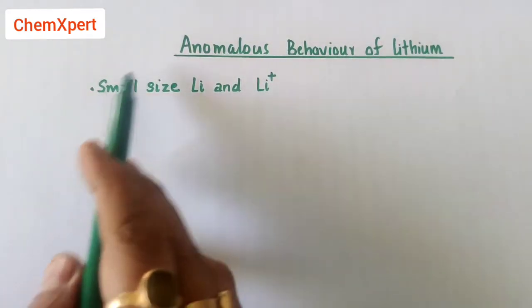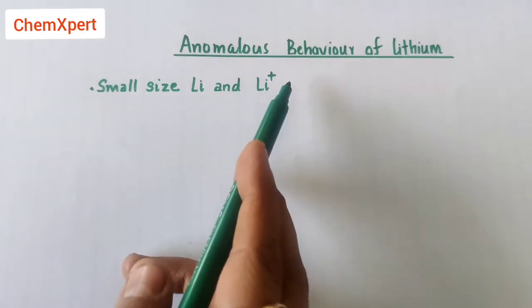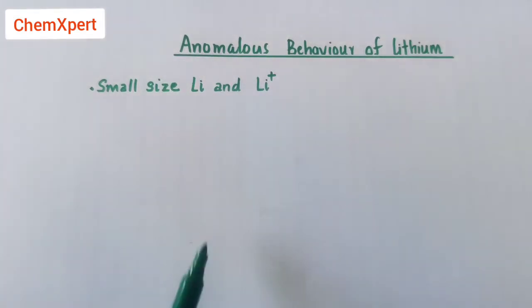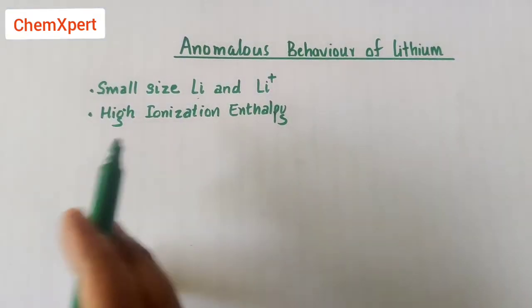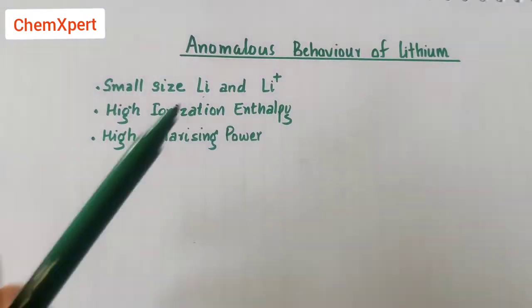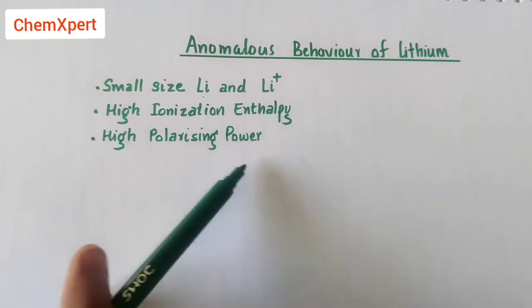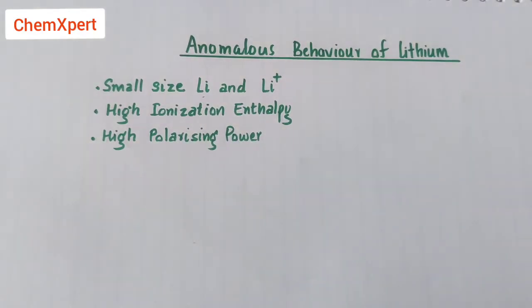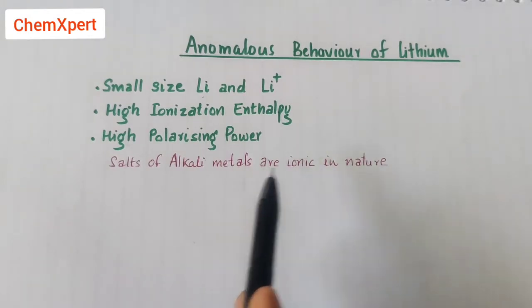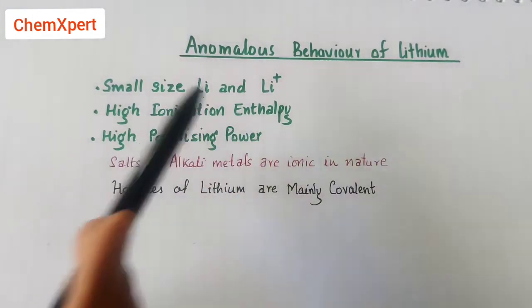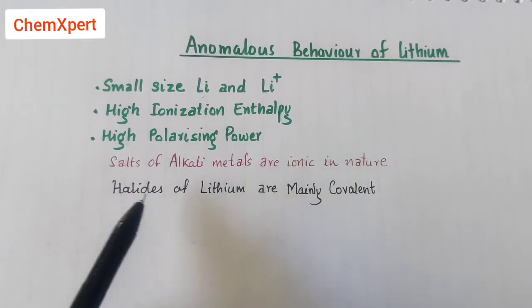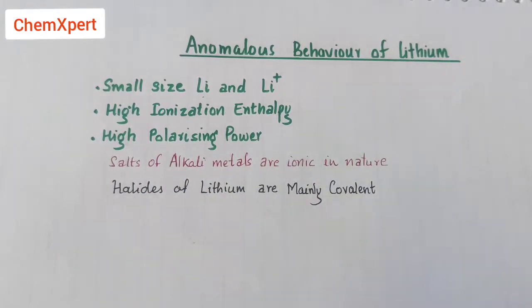first point is the small size of lithium and the lithium plus ion. In all the group members, as we know, size increases down the group. So lithium possesses the smallest size and has high ionization enthalpy, and due to this, it has high polarizing power. Now, what happens due to this polarizing power? Generally, the salts of alkali metals are ionic in nature. For example, NaCl is an ionic compound. But due to the high polarizing power of lithium, the compounds, or halides, of lithium are mainly covalent.